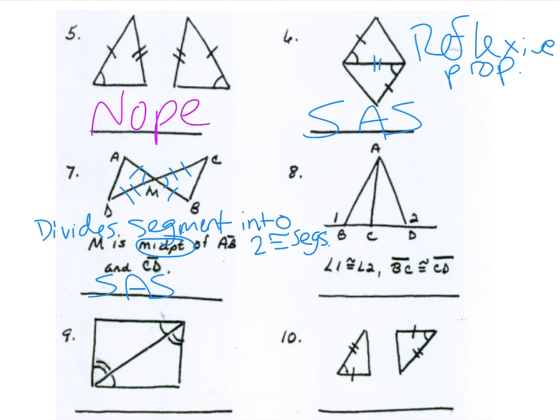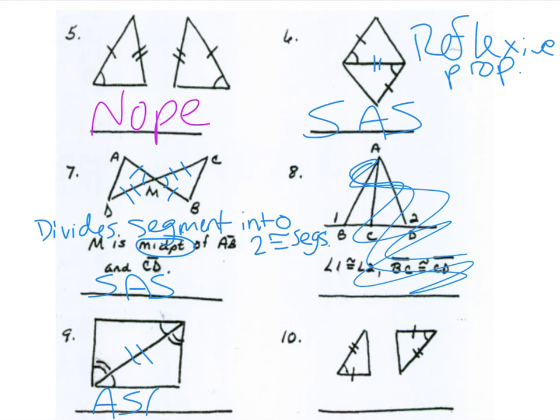All right. We're going to skip over number 8 here. And let's go on to number 9. Ooh, reflexive property. So this is angle, then a side, then an angle. All right, we've got angles. This guy here and here. Angles. We got that side between. So angle, side, angle. Angle, side, angle.